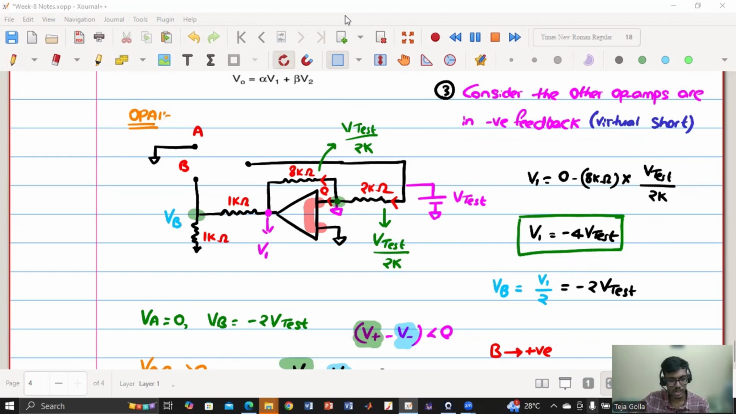So did you understand, Roshan Ghosh, that last point? I am not assuming the polarity, but I am just assuming that it is in negative feedback. Now my aim is to find out how it needs to be connected to be in negative feedback.